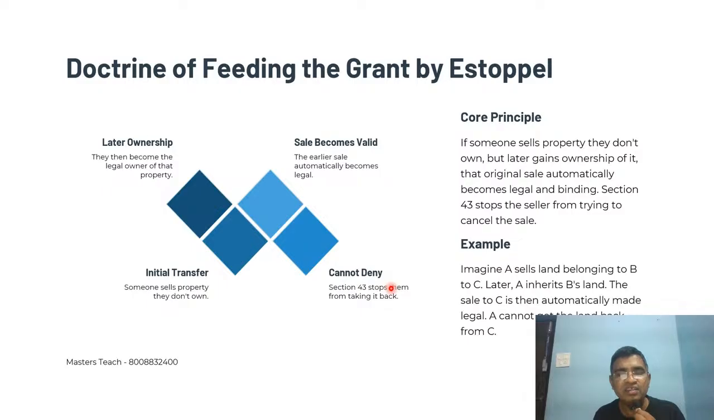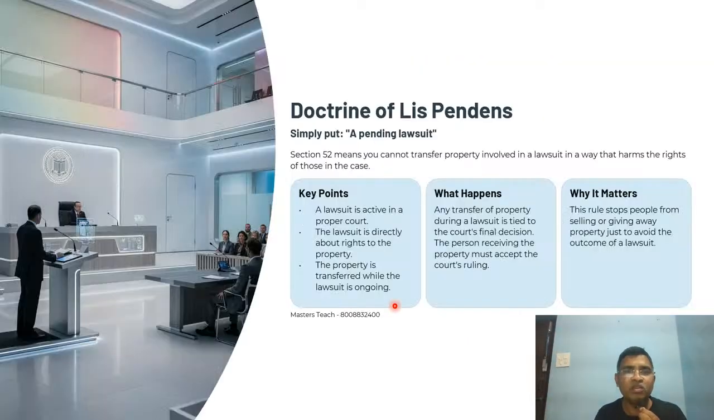He cannot deny. Section 43 stops them from taking it back. Okay, doctrine of lis pendens. So simply put, pending lawsuit. According to Section 52, you cannot transfer the property involved in a lawsuit in a way that harms the rights in that case.